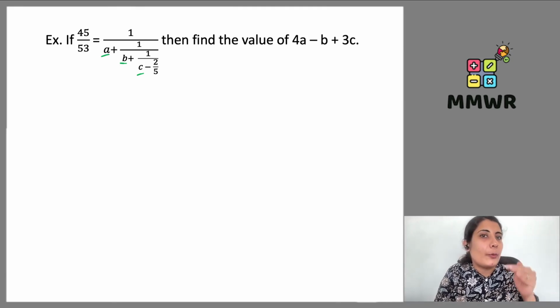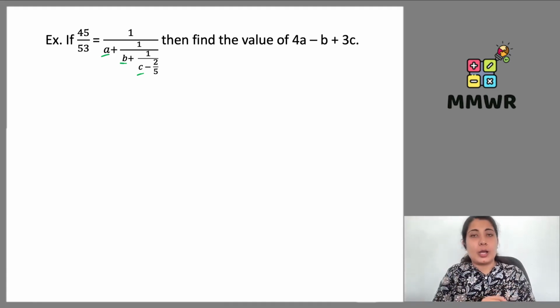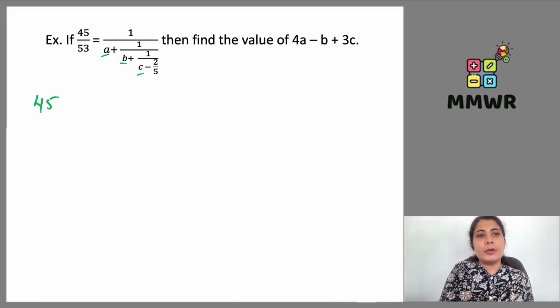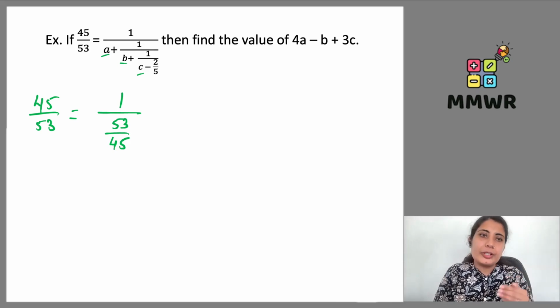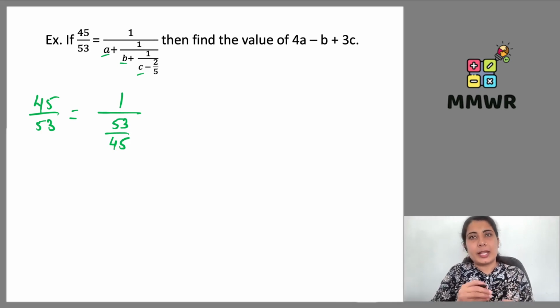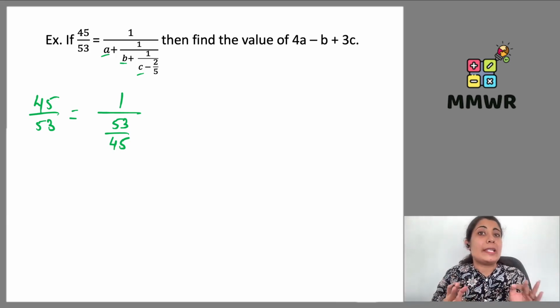Given fraction is 45 upon 53, which is of course a proper fraction. It's not improper, it's a proper fraction. So we will have to write it as 1 upon 53 upon 45, right? So 45 upon 53, I will first write as 1 upon 53 upon 45. Okay? And then after that I will start doing division. We divide 53 by 45, then divide 45 by the remainder that comes, the previous divisor, right, and then we will be finding the value for A, B, C.